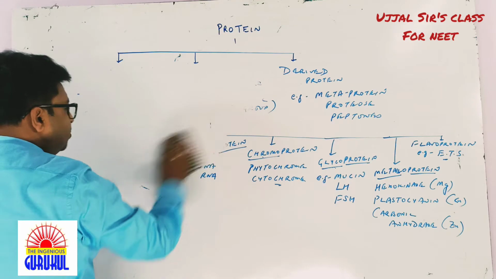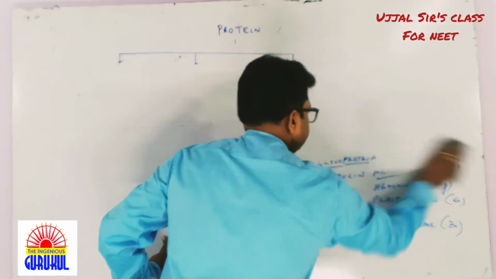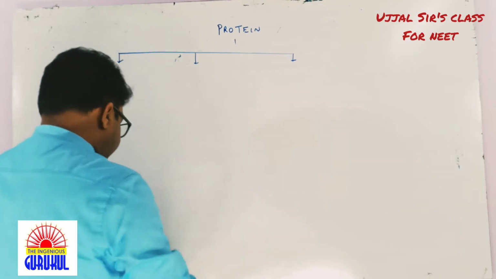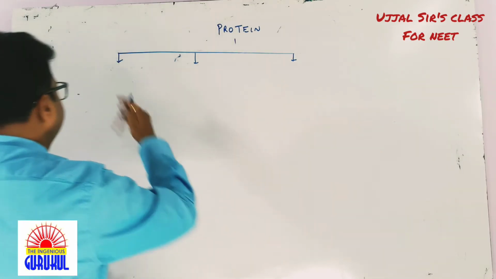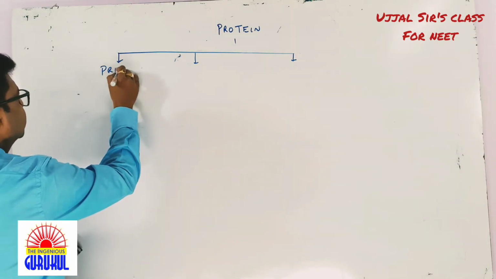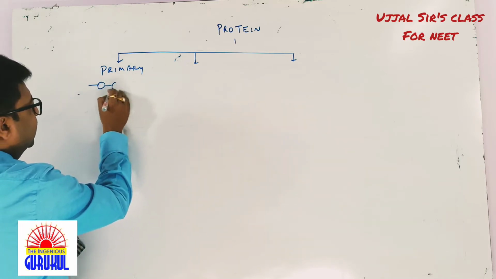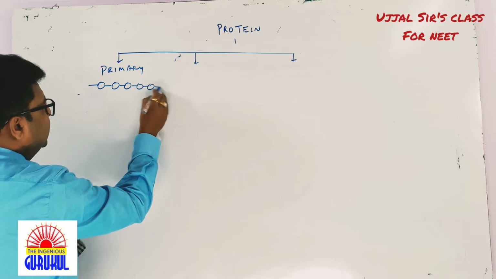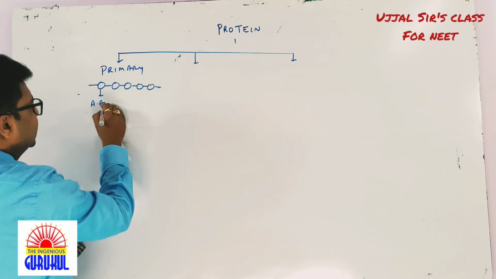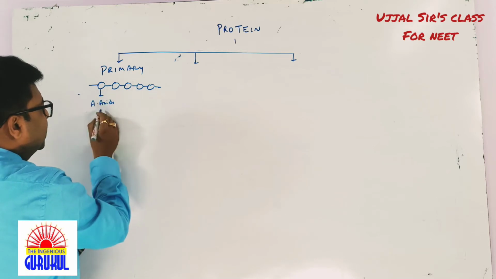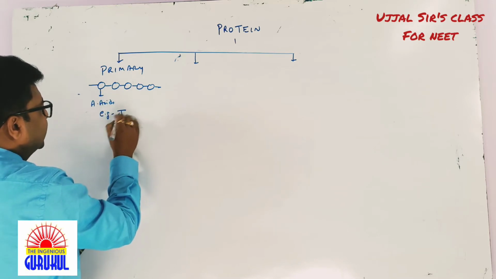When we are going to talk about the structure, we are going to classify it into 4 different types. The first one is primary structure. Primary means what? They are present in a linear chain. When the amino acids are present in a linear chain. So these are the amino acids, the units of protein, and the best example of that is insulin.